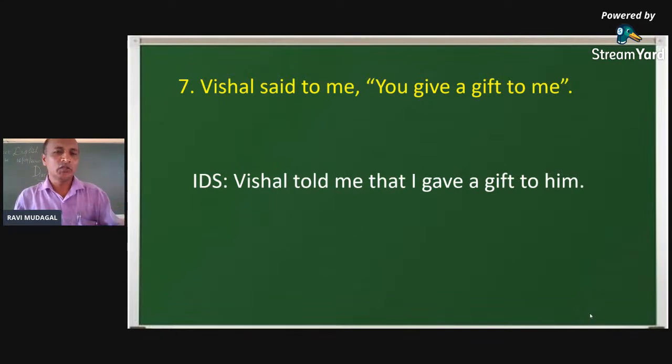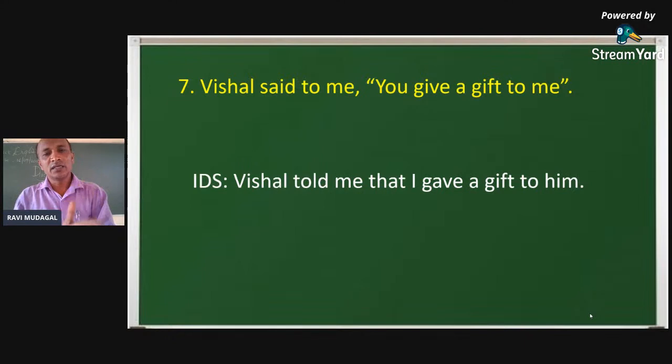Okay, Vishal said to me, "You give a gift to me." This is the direct speech. The indirect speech is, Vishal told me that I gave a gift to him. This is indirect speech. We have to use "told" instead of "said to."